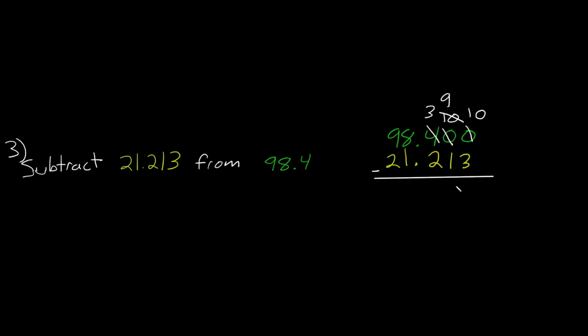So 10 minus 3 is 7. 9 minus 1 is 8. 3 minus 2 is 1. Drop down your decimal place. 8 minus 1 is 7 again, and then 9 minus 2 is 7. So your answer to problem number 3 is 77.187, or 187 thousandths.